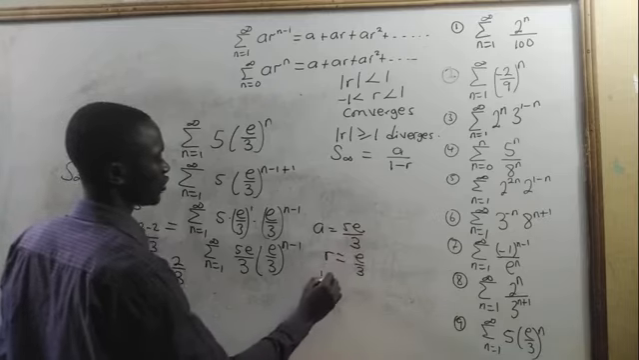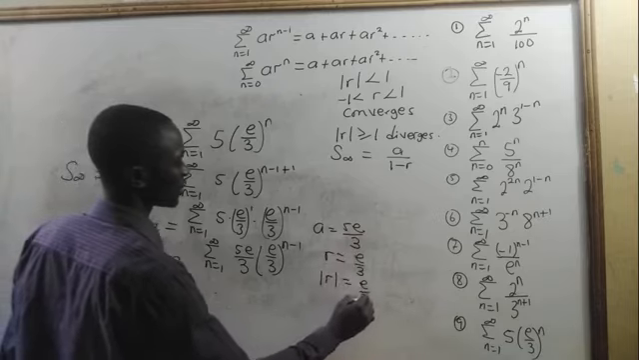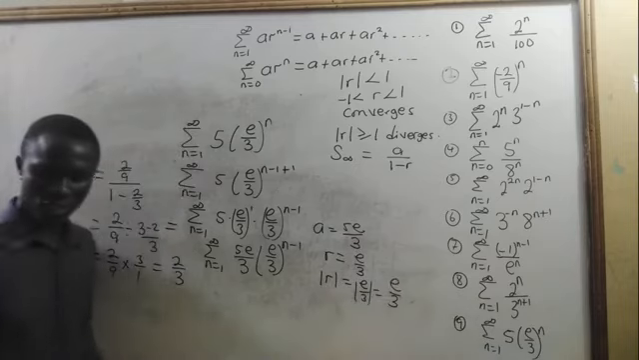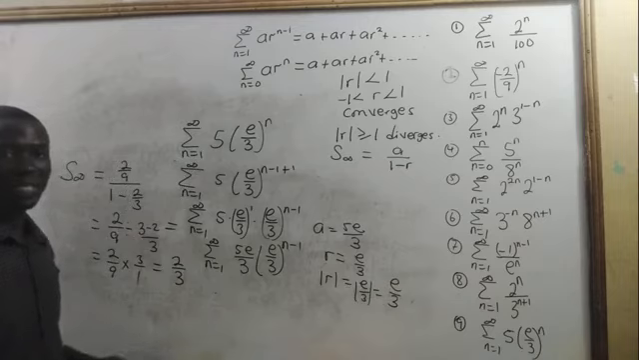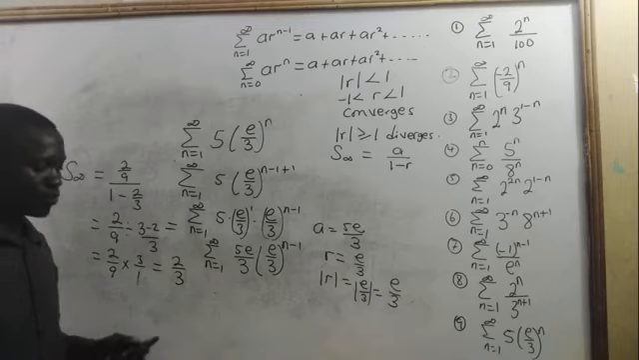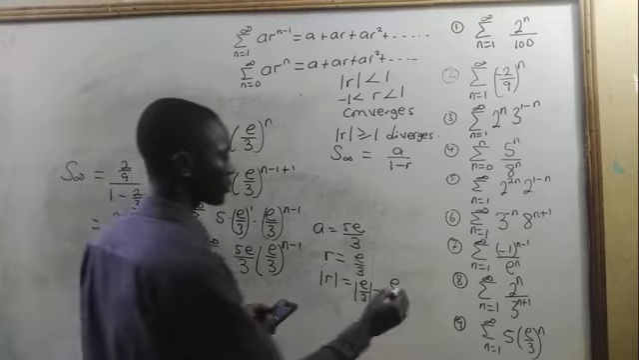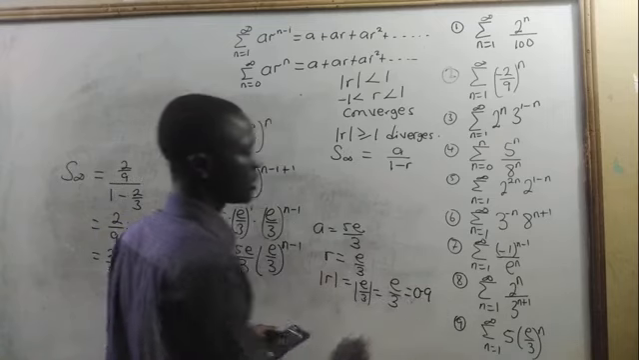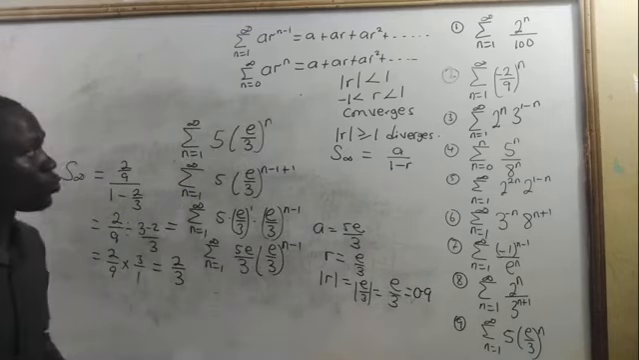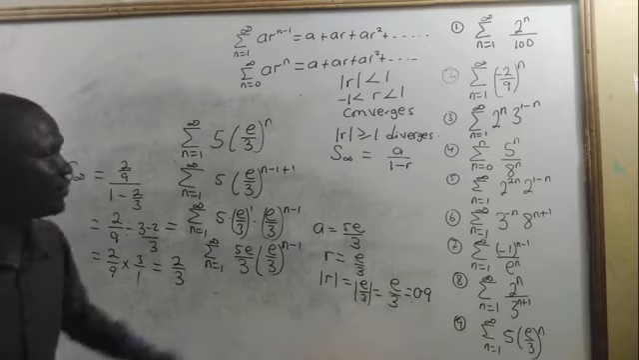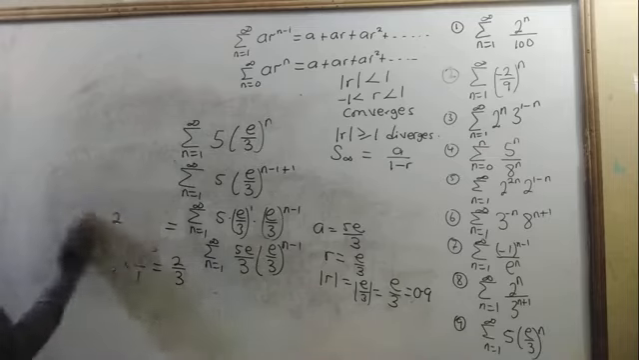So the absolute value of r is equal to the absolute value of e on 3, which is the same as e on 3. Let's check e on 3 on the calculator to see whether it is less than or greater than 1. So e on 3 is 0.90, so let's take it as less than 0.9. 0.9 is less than 1. So the series converges. And if it converges, let's find the sum.